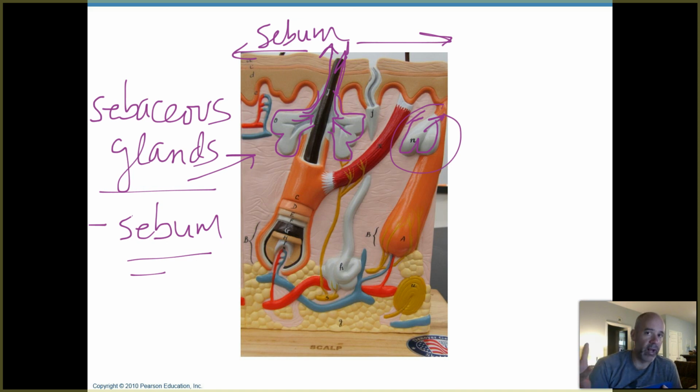It's oil, so it has fatty acids in it, so it actually lowers the pH on the surface of your skin, which helps control the amounts of bacteria we have on the skin. We have tons of bacteria on our skin. I don't care how clean you are, you're covered in bacteria, but the sebum helps prevent the bacteria from growing in a completely out of control manner.